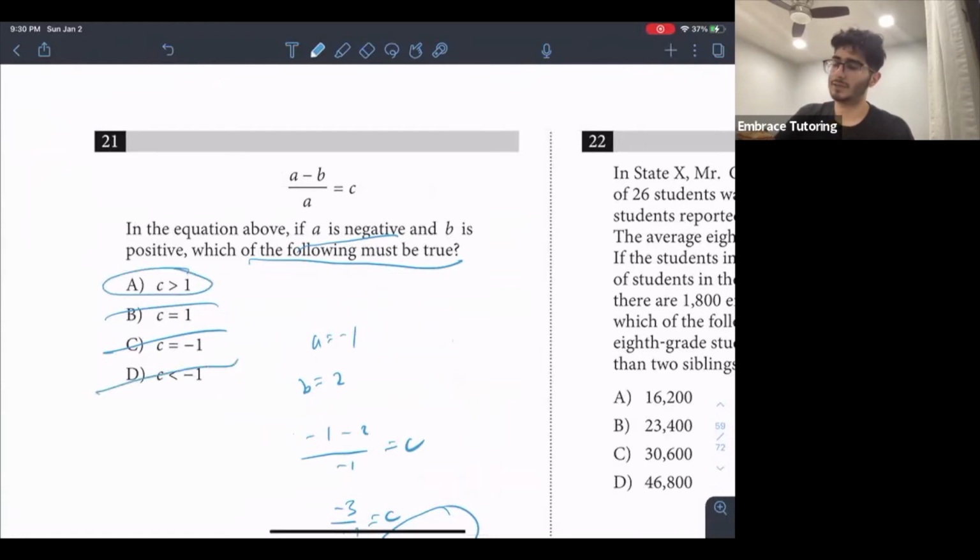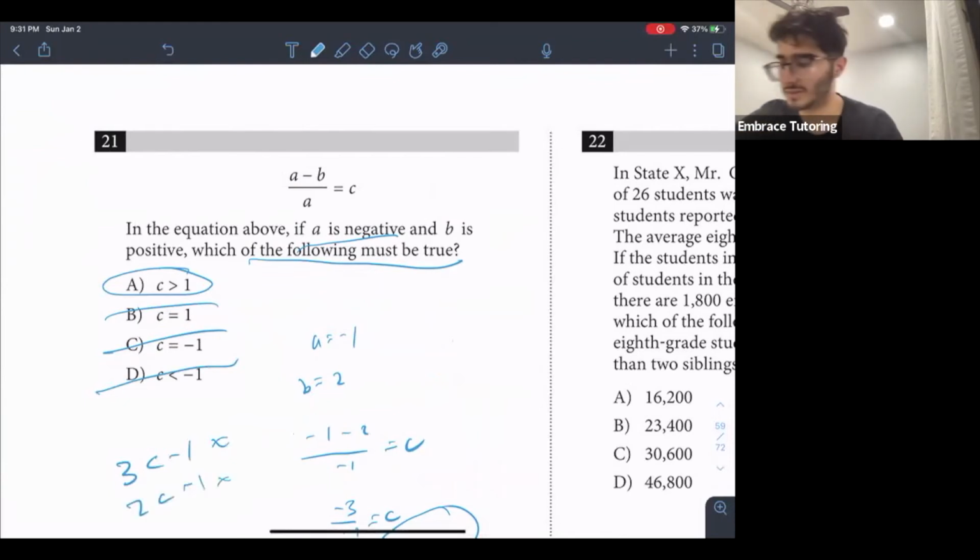D cannot be it because 3 is not less than -1. That's false. And 2 is not less than 1. That's also false. So A is our answer for question 21. And that's how you do this problem.